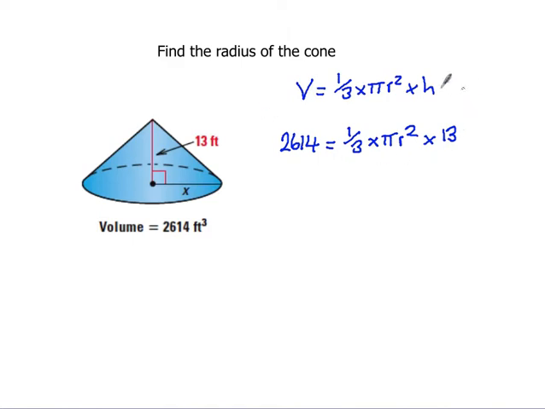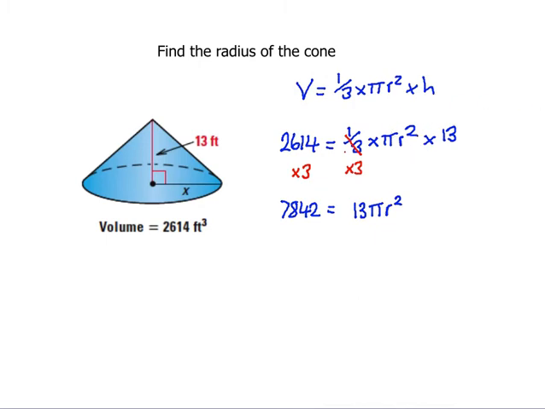So now we just need to shift all this round until we've got the radius left on its own. Lots of different ways you could do this. I'd start by getting rid of the third. You can either do that by dividing by a third or multiplying by 3. I always think of that as a multiplication by 3 to cancel it out. So if I multiply both sides by 3, I get 2,614 times 3, which is 7,842. And then that gives me 13 pi r squared.